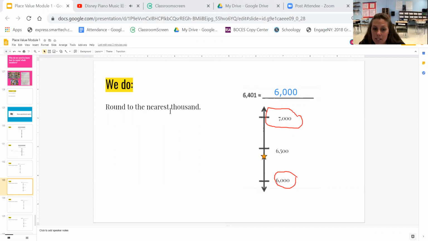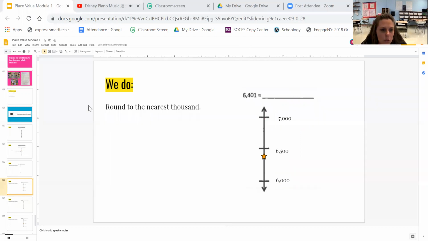Notice because we're rounding to the nearest thousand, the only digit that's there is the thousandth place. If we had a larger number, the digits before would still be there, but the ones after are zeros because it's friendly. I would think it would definitely be easier to add 6,000 than it would to add a number to 6,401. So that's why we round, to make it easier. Let's go ahead and keep practicing.